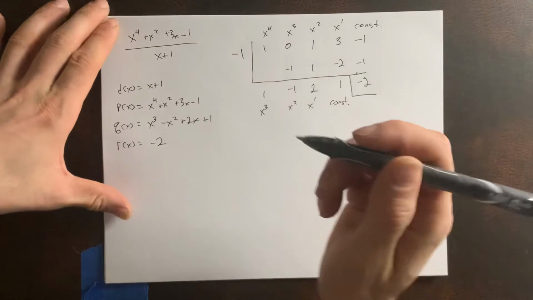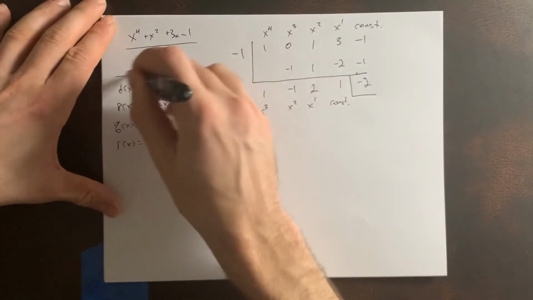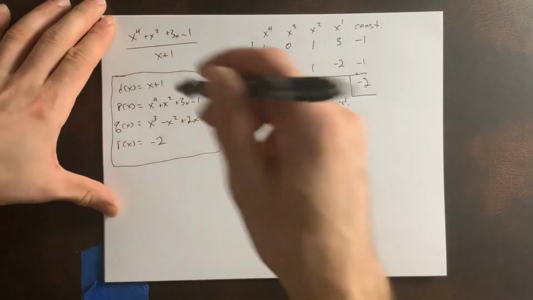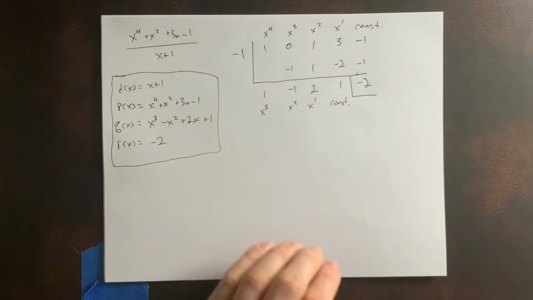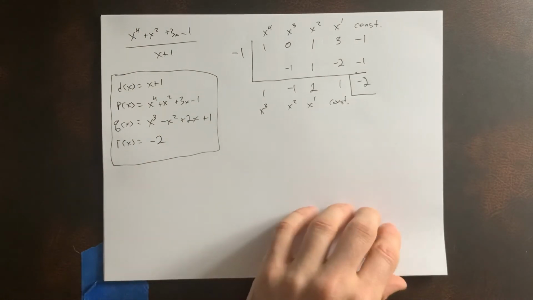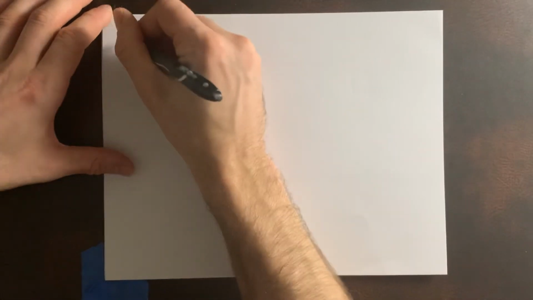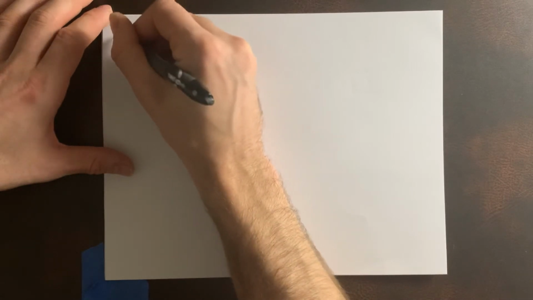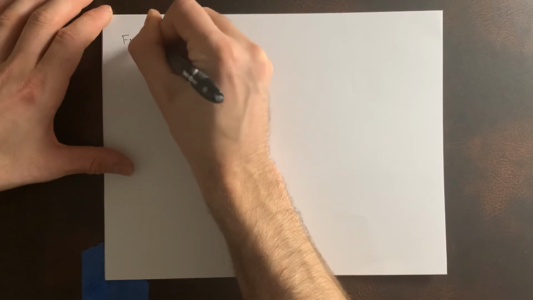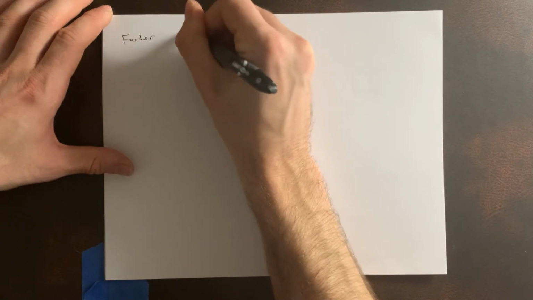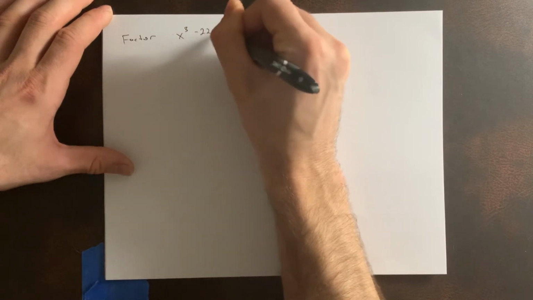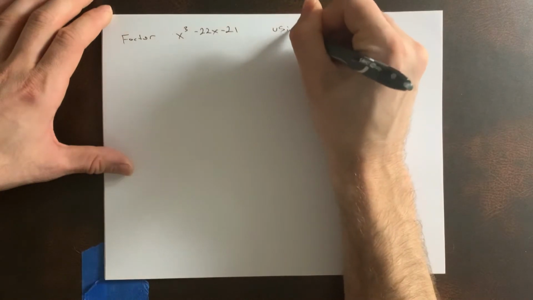Okay, so as far as division goes, these are the 2 methods that we have. We just did 2 examples with each method. The last thing from this section that we're going to do is, I made a mention before that we can use this to factor. So we're going to explain now how you can factor, for example, x cubed minus 22x minus 21 using division.